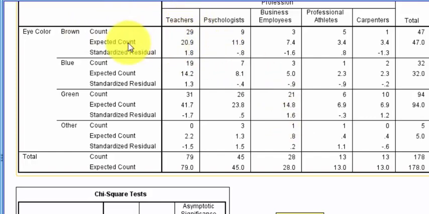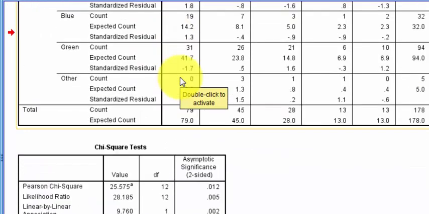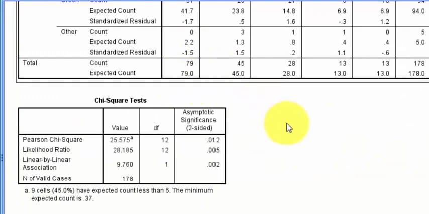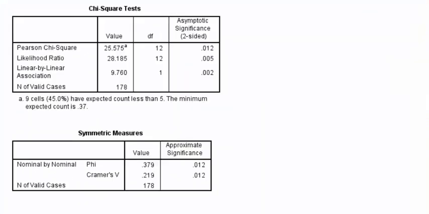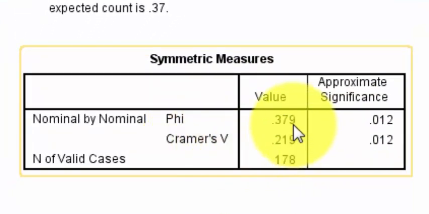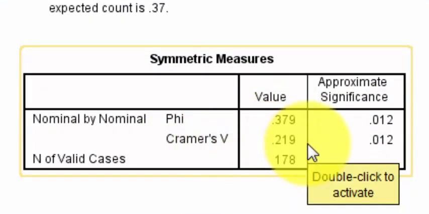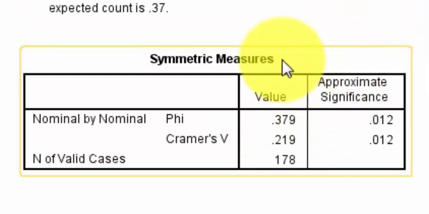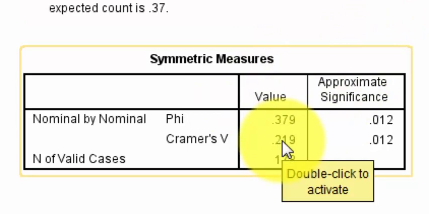So since there is a significance here, last thing I'm going to show you is you're going to look up what we call the Kramer's V. Hold on. It's way down here. If it is significant, you look at the Kramer's V, and that is roughly your effect size. So in other words, about 22% of the variance of the relationship, of the association, 22% of it you can explain by what your variables were. So eye color and profession, we can explain about 22% of the variance there.